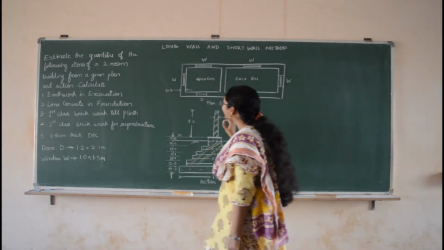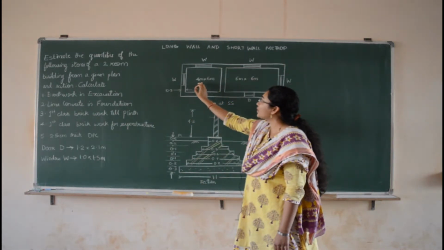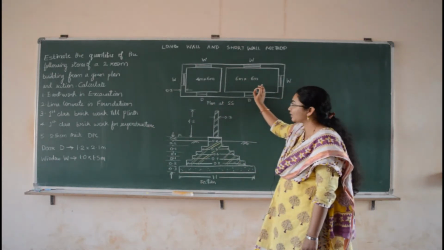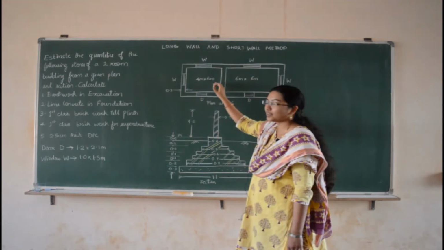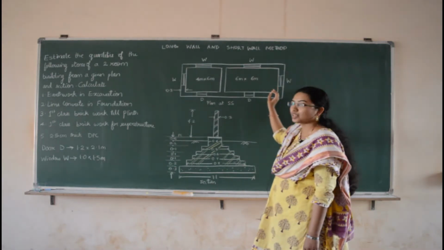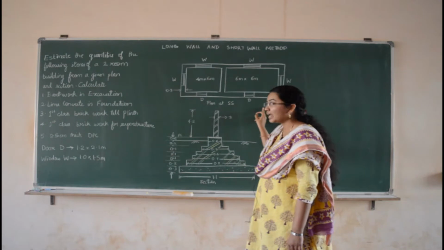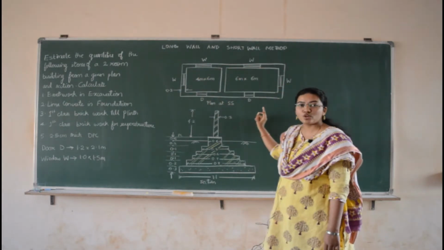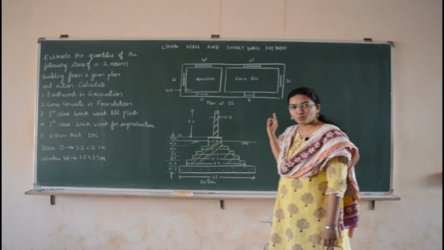So the plan is given like this. There is a two-room building, where one room is 4 meter by 6 meter, the other room is 6 meter by 6 meter. It means this side the length is 4 meter and the breadth is 6 meter. This side the length is 6 meter and the breadth is 6 meters. They have been given 2 doors and 4 windows. So this is the plan given for the superstructure.